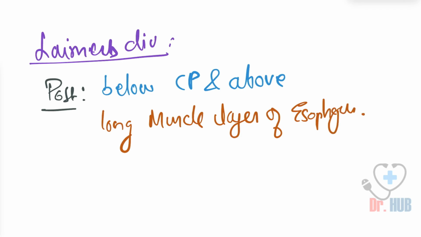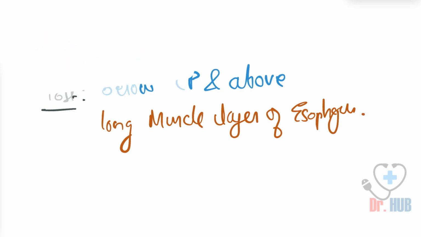So let's recap. The Lamner's diverticulum is present posteriorly, below the cricopharyngeus and above the longitudinal muscles of the esophagus. So this was about the pharyngoesophageal diverticula.